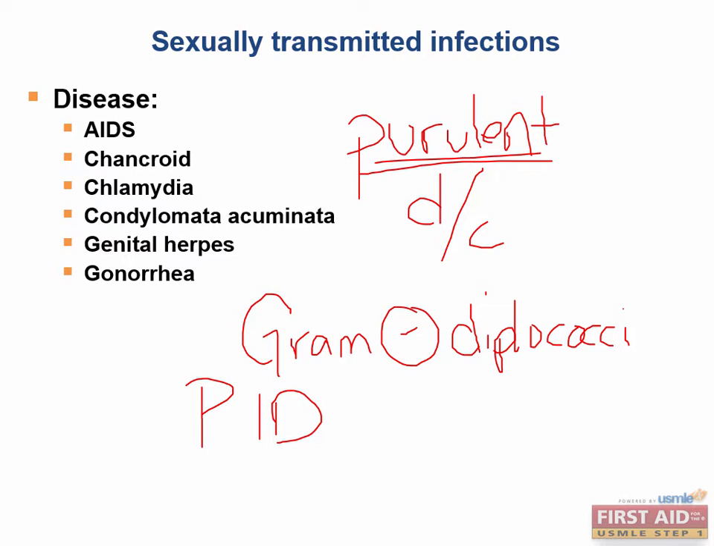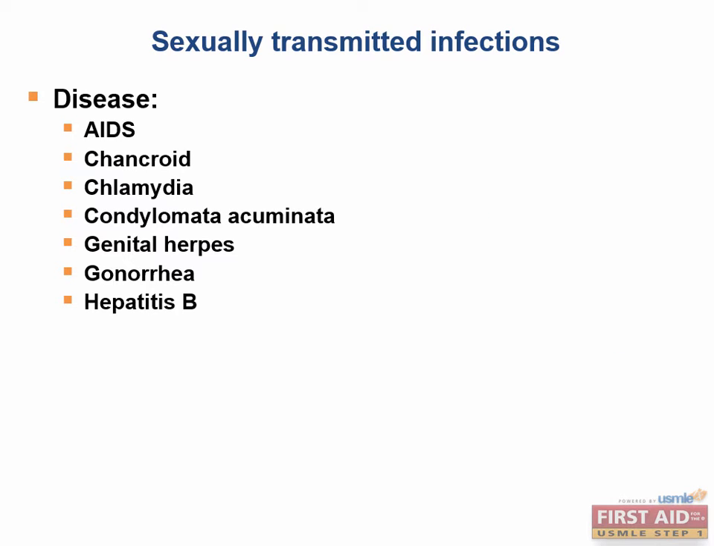Do you remember the first-line treatment for a patient with a Neisseria gonorrhoeae infection? It is the third-generation cephalosporin, ceftriaxone. Hepatitis B virus is an important sexually transmitted virus. It most notably presents as jaundice. Moving on to lymphogranuloma venereum, do you remember what causes this disease?